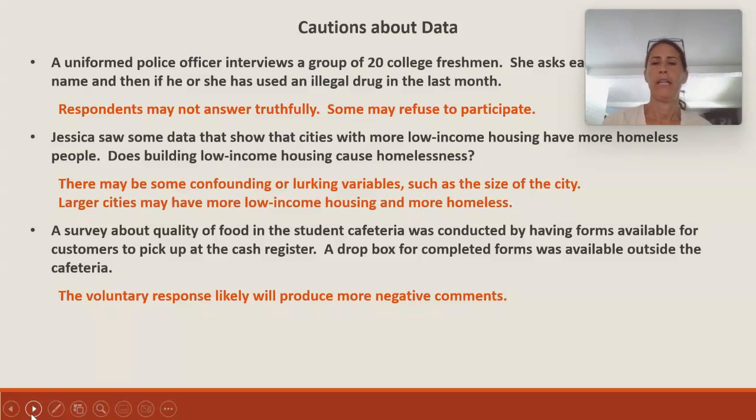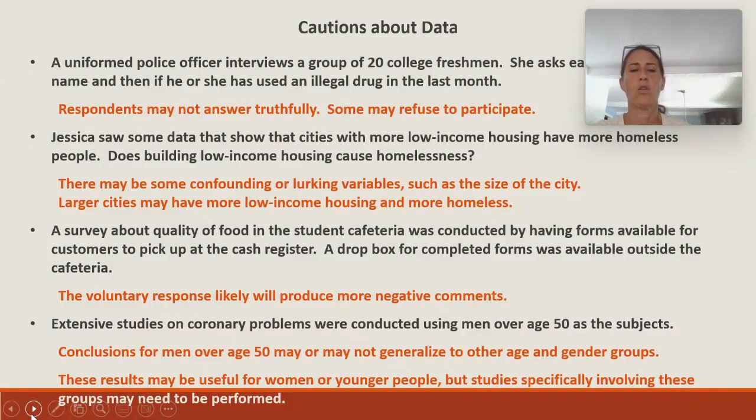I also think, and I don't think I put it in here, that depending on where the drop box is, this says it's outside the cafeteria. You may feel awkward putting it in, like if it was outside the cafeteria office where the manager was, you may not want to put your survey in there because that would be undue influence. And then extensive studies on coronary problems were conducted using men over age 50 as the subjects. Conclusions for men over age 50 may or may not generalize to other age and gender groups. These results may be useful for women or younger people, but studies specifically involving these groups may need to be performed.